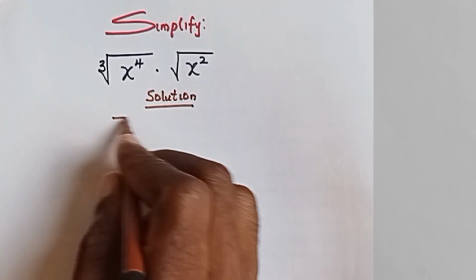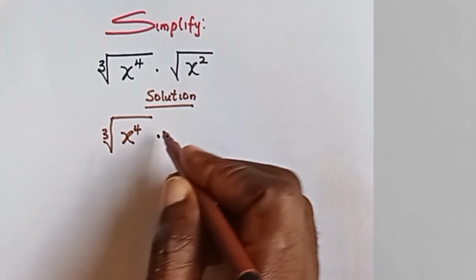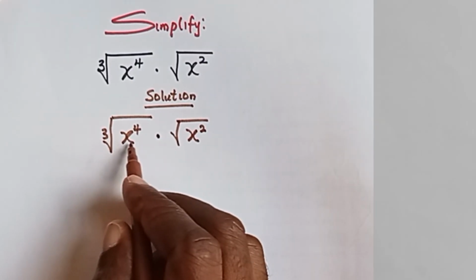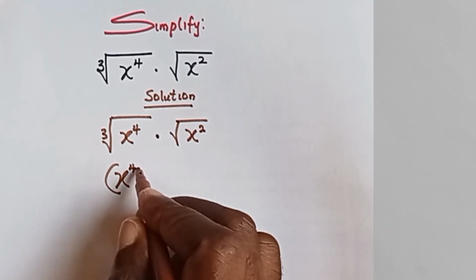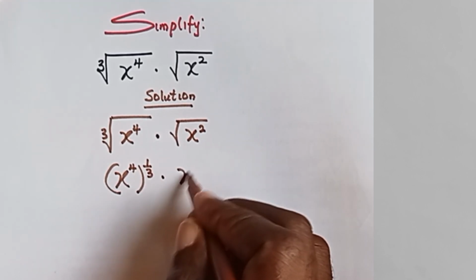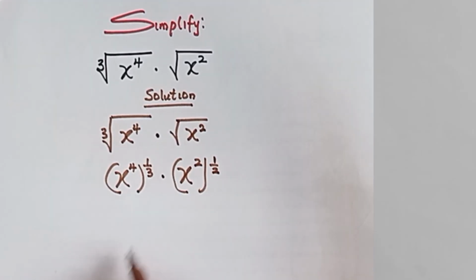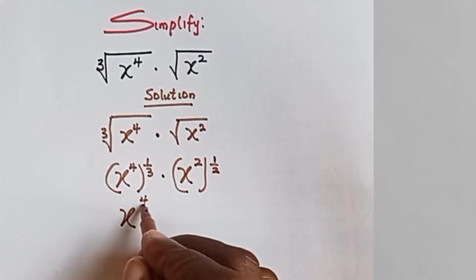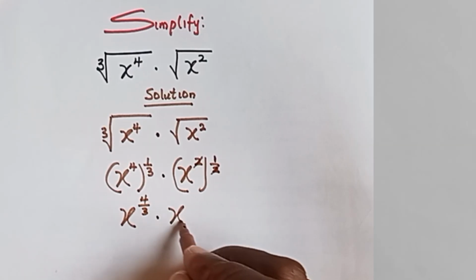Alright, so we have the cube root of x raised to the power 4 multiplied by the square root of x raised to the power 2. This can also be written as x raised to the power 4, where the cube root is written as 1 over 3, and the square root is written as 1 over 2. So what do we do? We multiply. x, 4 times 1 over 3 will give us 4 over 3. Multiplying these two, we cancel these two, and we have x raised to the power 1.